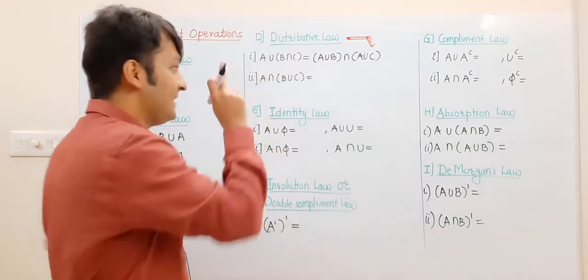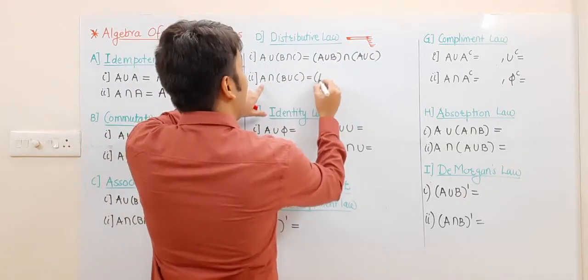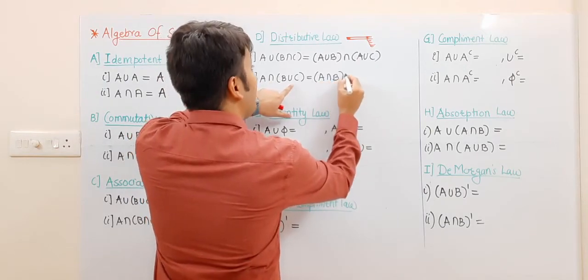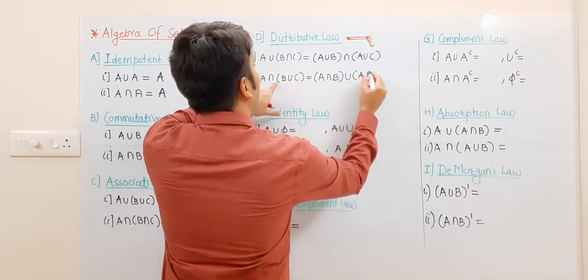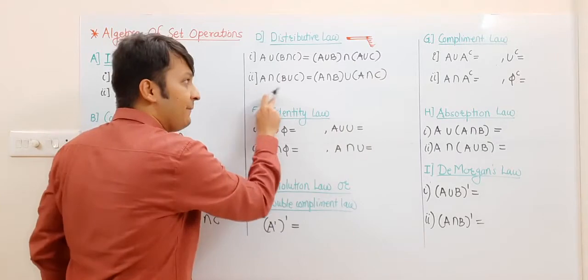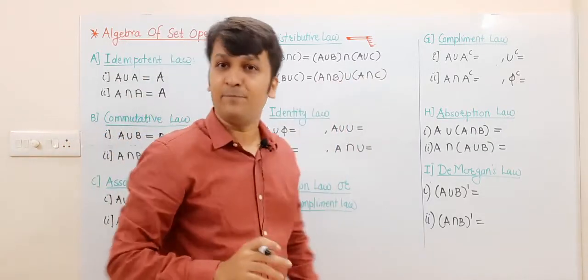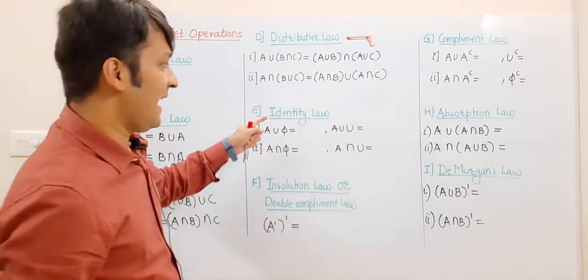Correct? Check next, again, intersection. A intersection B union A intersection C, same. A first with B, A then with C. Clear? Check next, identity law.